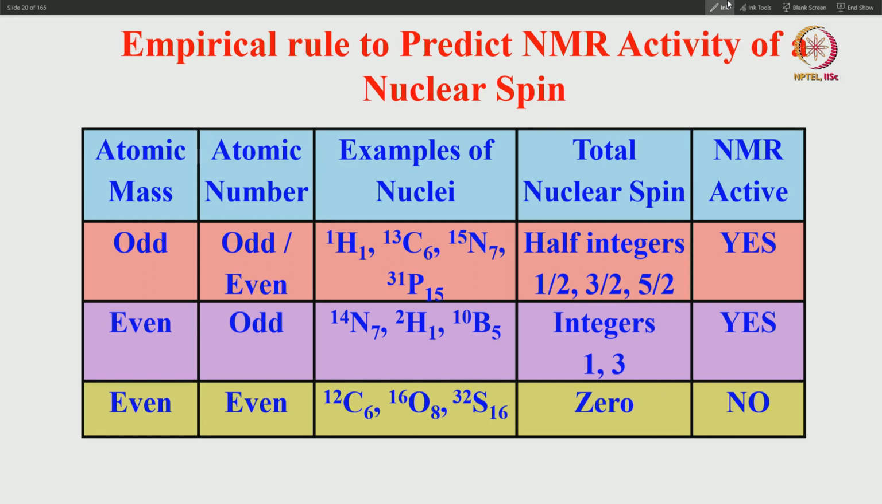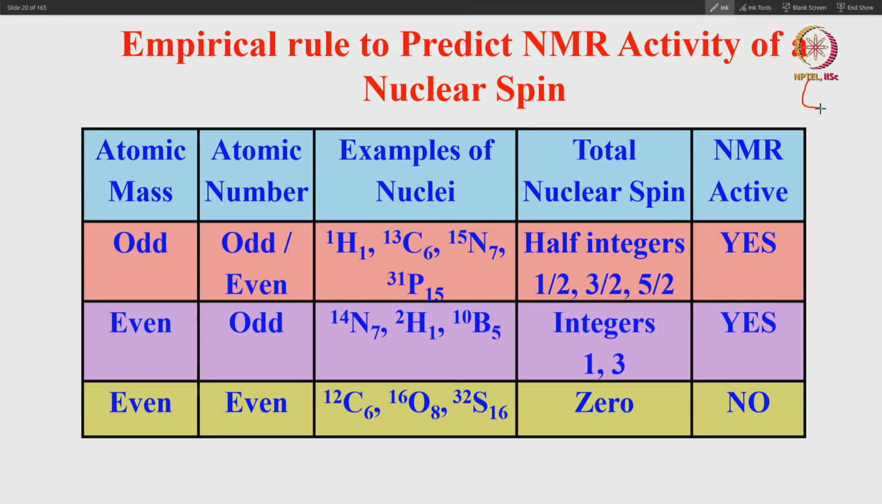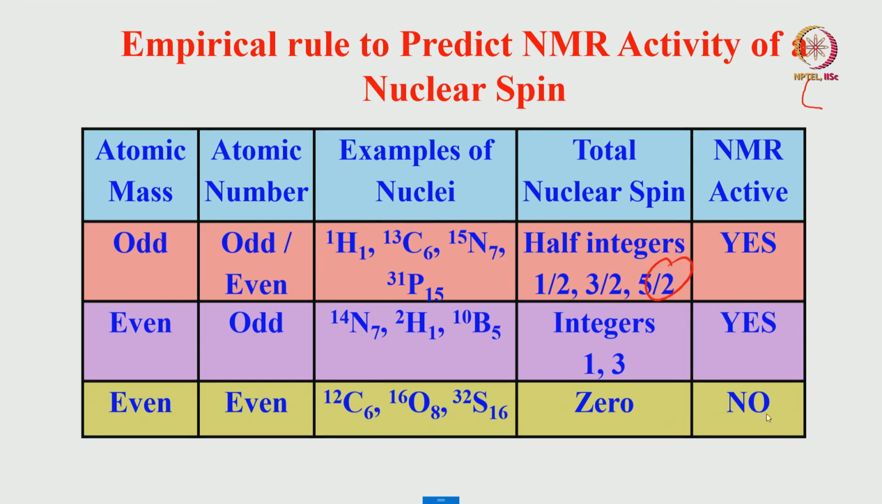And next you see carbon 13, nitrogen 15, phosphorus 31. All of them have atomic mass as an odd number, and such nuclei will have what is called spin half nuclei. They are called spin half nuclei. That means they have half integer spins, like half, 3 by 2, etc. And the last column is very important to see: such nuclei are NMR active. All spin half nuclei are NMR active.